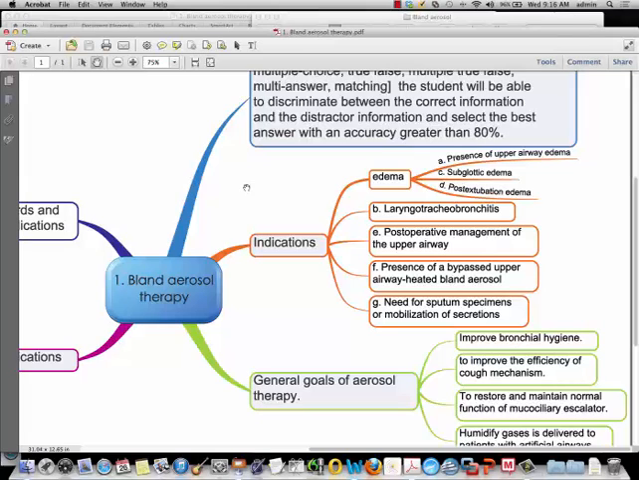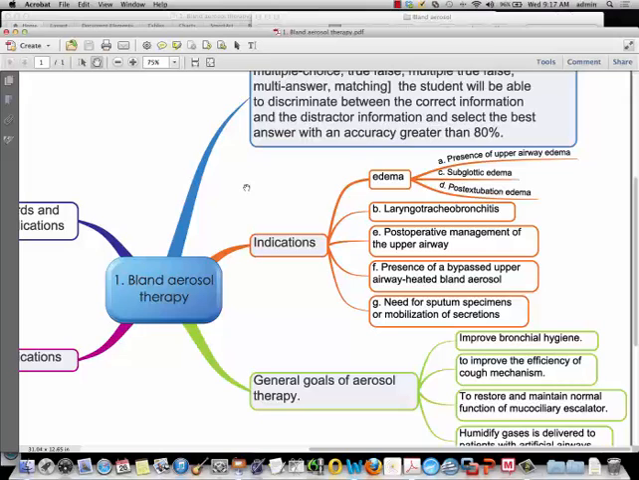Then there's an extra category called post-extubation edema, meaning when a breathing tube is removed from a person's throat, their throat is a little swollen because it's not normal to have a tube in your throat. And it's there and it irritates the throat, and once they pull that tube out, their throat hurts. And the cool aerosol is soothing to that.